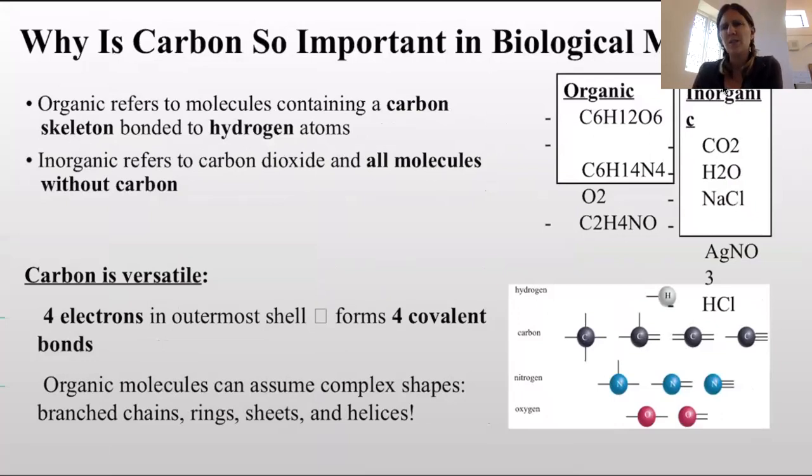So first off, sorry, when I import to the iPad, sometimes my images get a little funky, and I apologize for that. But you always have access to the PowerPoint, which has everything nice and more beautiful.